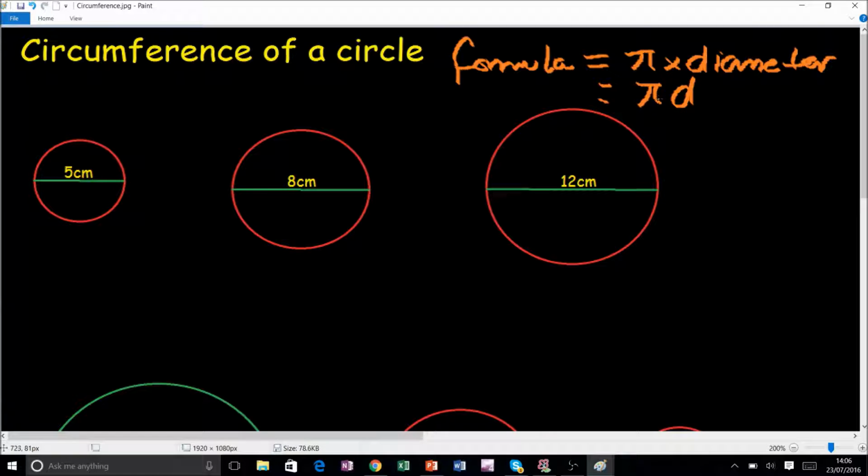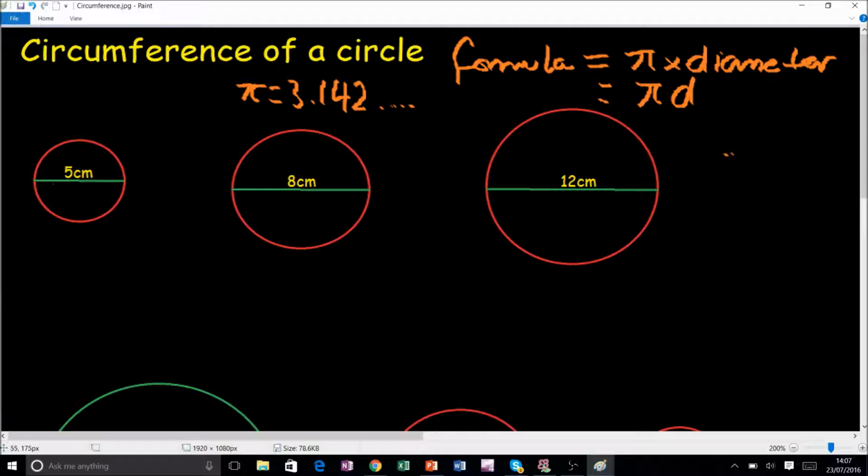Now, you should know the diameter of a circle is the distance from one end of the circle to the other end, and it goes through the center of the circle. And for those of you that can't remember the value for pi, I have written it down here. Pi is equal to 3.142 something, okay?